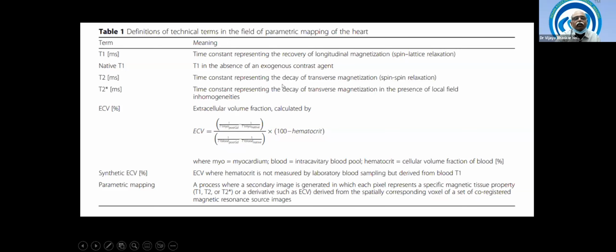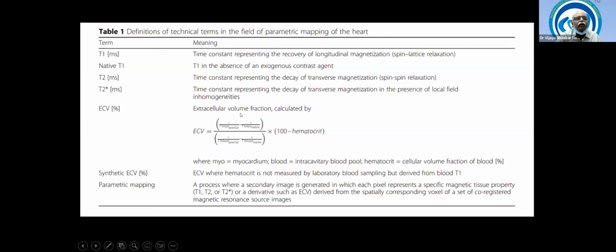T2: time constant representing the decay of transverse magnetization. In T1 it is the recovery of longitudinal magnetization; here, the decay of transverse magnetization. T2 star: time constant representing decay of magnetization in the presence of local field inhomogeneities. That is T2 star.